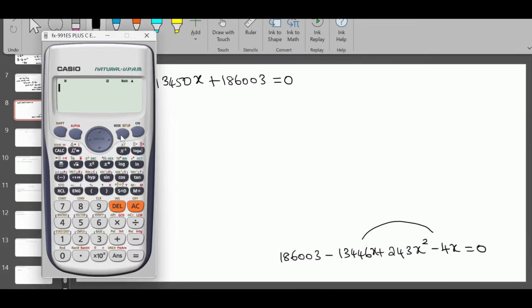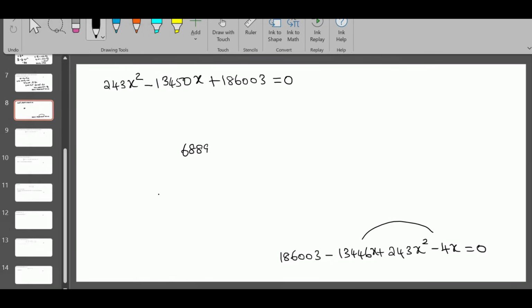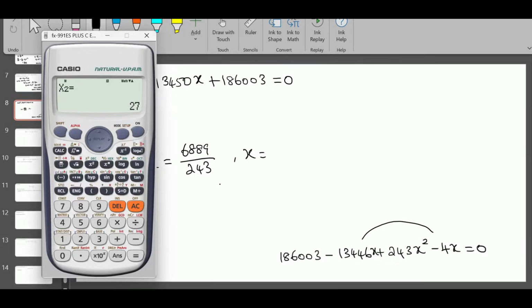I'm going to solve this straight away. Go to quadratic. 243, minus 13450, 186003. Okay, 6889 over 243. That's one value of x, and the other value will be 27.